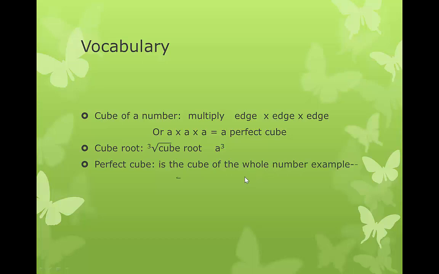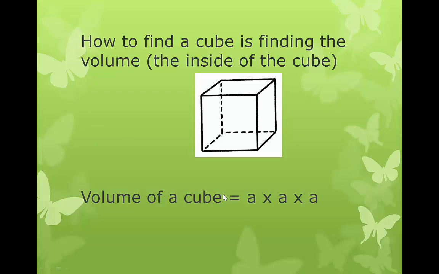A perfect cube is the cube of a whole number. Example, 2 times 2 times 2 equals 8, the perfect cube. So how to find a cube is finding the volume, the inside of the cube. The volume of a cube equals A times A times A.